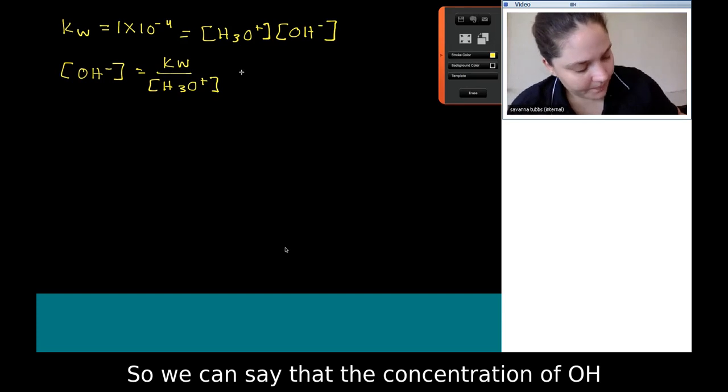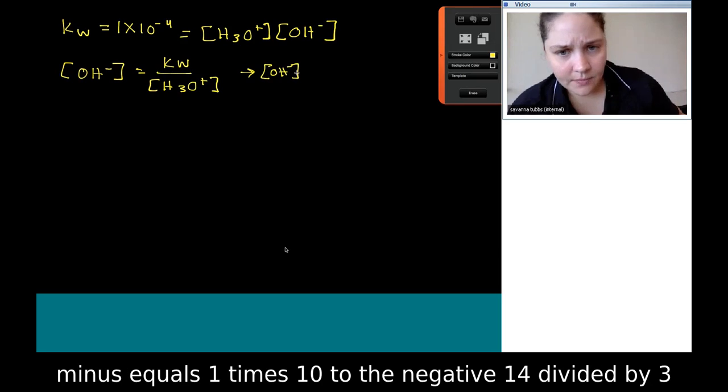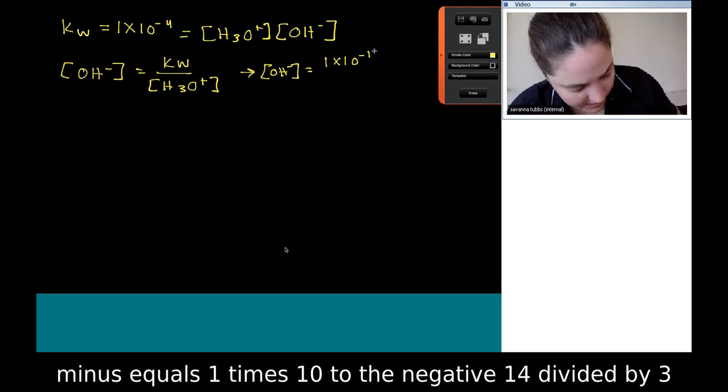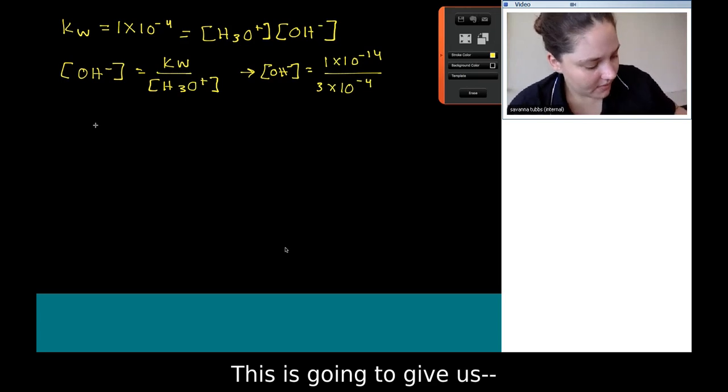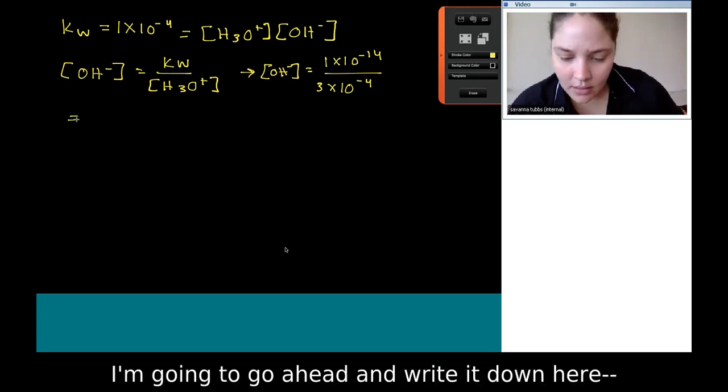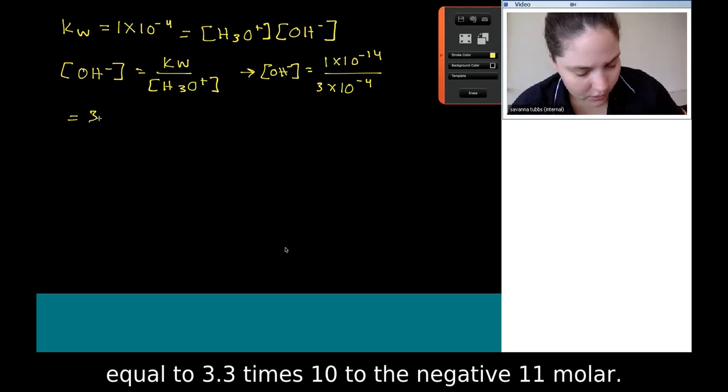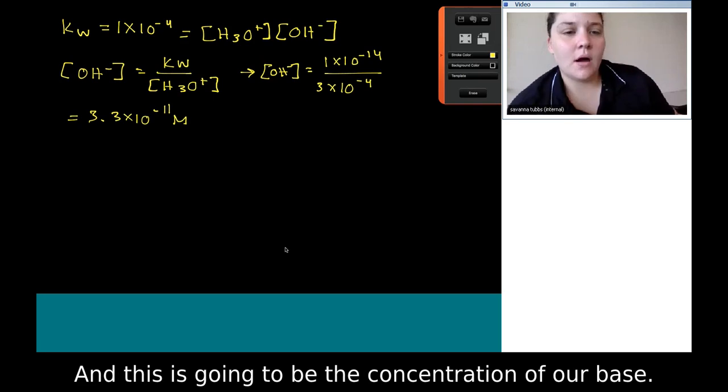So we can say that the concentration of OH minus equals 1 times 10 to the negative 14 divided by 3 times 10 to the negative 4. This is going to give us, I'm going to go ahead and write it down here, 3.3 times 10 to the negative 11 molar. And this is going to be the concentration of our base.